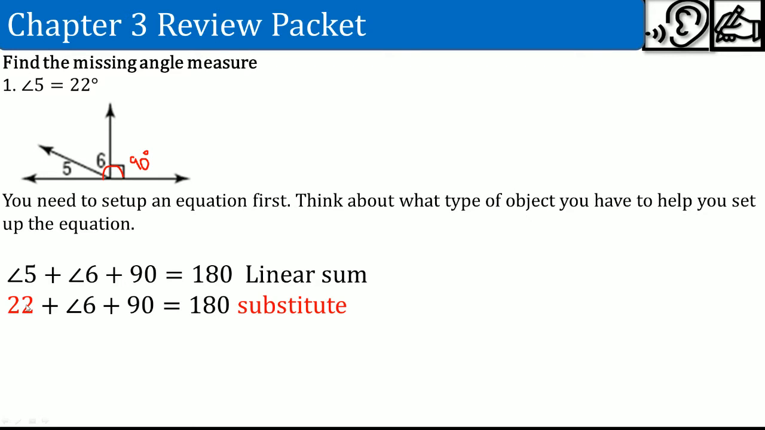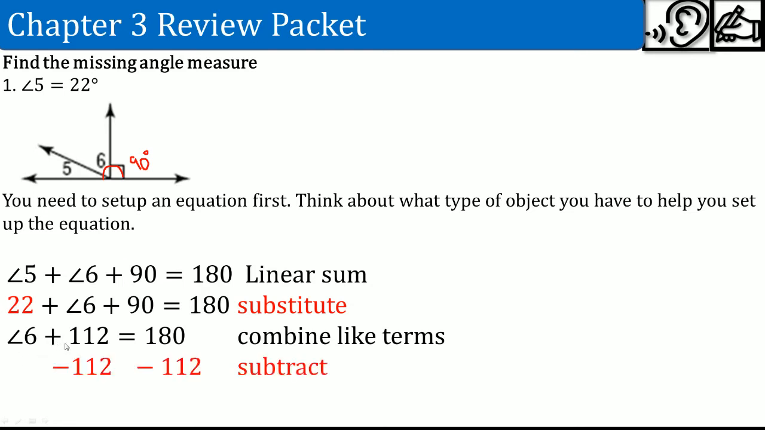22 is the angle 5. We don't know what angle 6 is. 90 degrees and 180. We bring everything down and just make that substitution. Combining some like terms, 22 plus 90 is 112. Now we have to try to get angle 6 alone, so we're going to subtract 112 from both sides. Angle 6 equals 68.